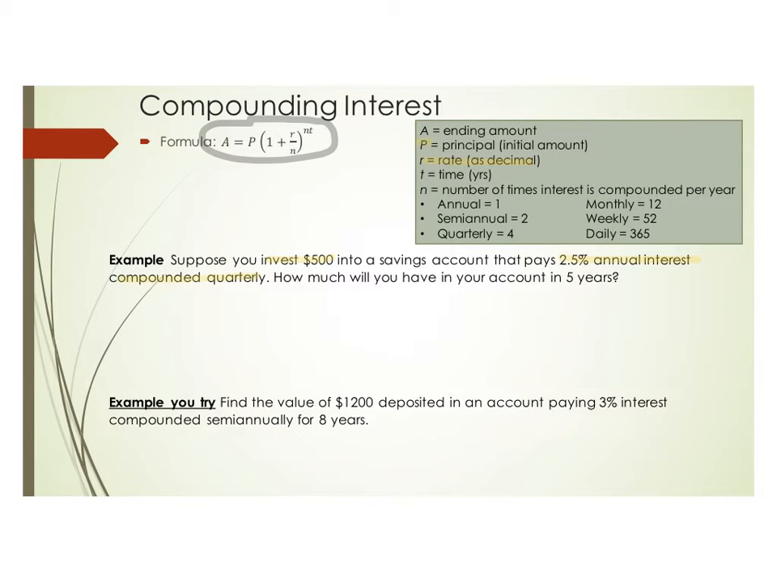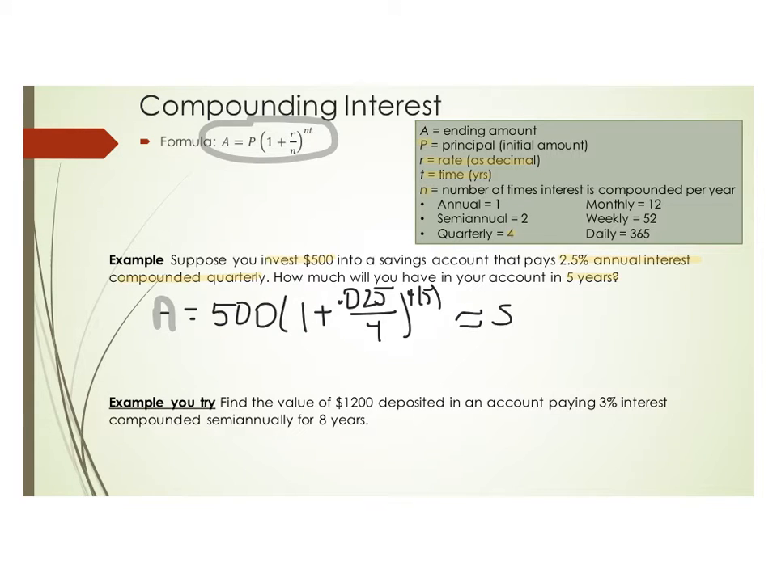And it is compounded quarterly, that is my n. So in this case, that would be 4. How much would you have in your account in 5 years? The 5 years is my t, time in years. So we will set this up as A equals 500, parentheses, 1 plus our rate as a decimal, 2.5% as a decimal, 0.025, divided by 4, all to the 4 times 5 power.